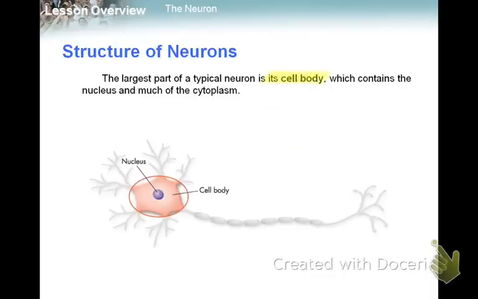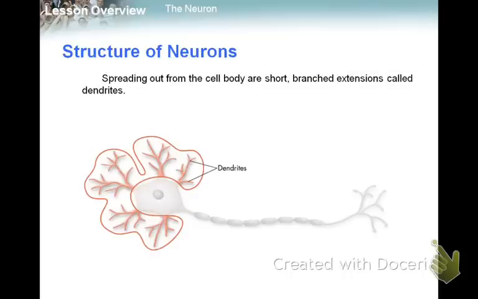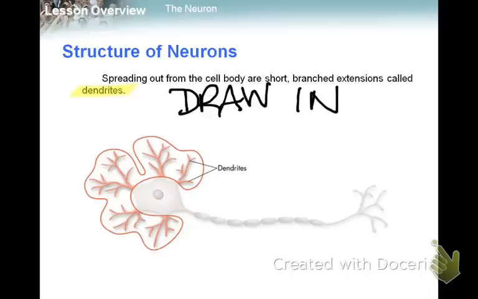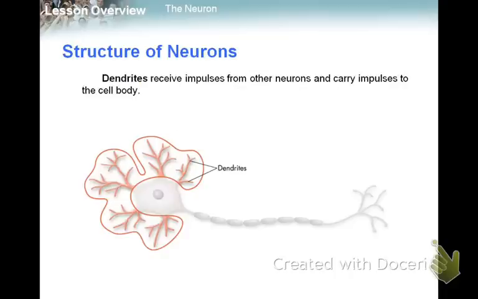The cell body is the main part of the neuron. There's the nucleus and the cytoplasm, for the most part. And then these are called dendrites. They draw in the message, the impulse, from other neurons. Dendrites draw in the information. So they receive impulses from other neurons and send it to the cell body.